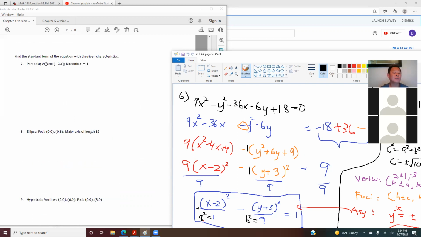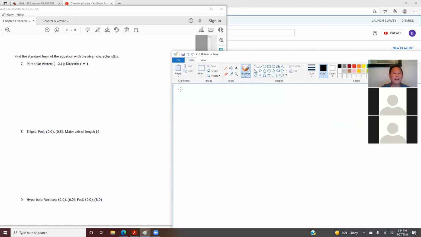And sometimes I also ask you to find the standard form of the equation given the characteristics. So like number 7. How do we do that is, again, they will tell you what kind of conic section, parabola, ellipse, or hyperbola, but they don't tell you whether it is vertical or horizontal. So question 7 is telling us it is a parabola. It's given us that the vertex is -2, 1. The vertex is -2, 1. And the directrix in this case is x equals 1.